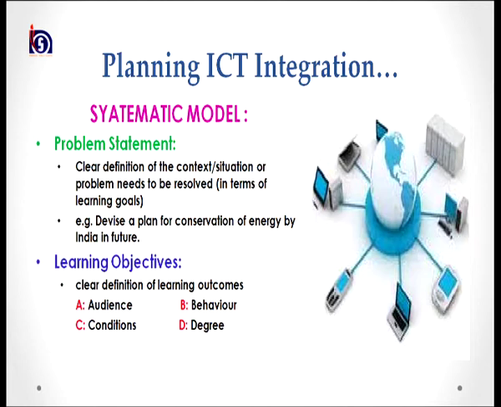Learning objectives connote the clear definition of learning outcomes, and there is an ABCD model to be followed to define learning objectives. A connotes the audience, B connotes the behavior, C connotes the condition, and D connotes the degree. Audience: whom I am focusing on. Behavior: what kind of change I am expecting in my learner. C, conditions: what are the conditions imposed on learning. And D, degree, connotes to what extent I need the change in behavior, or am planning for the change in behavior.